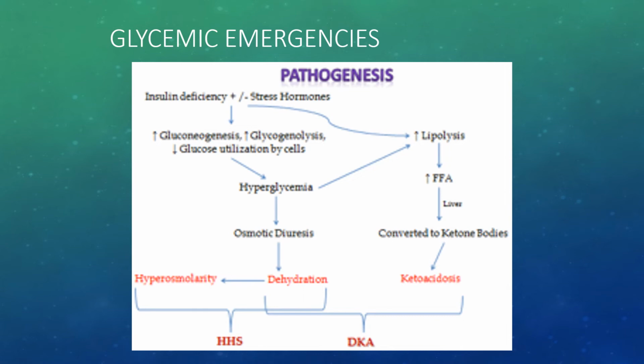The key to understanding the difference between these is that in HHS, typically type 2 diabetics, they are creating just enough insulin to prevent lipolysis, whereas in DKA, they're not. So they have no insulin. Their beta cells do not secrete any insulin, so they automatically have increased lipolysis, and that's what leads to free fatty acids, which leads to ketone bodies, which leads to ketoacidosis. You don't get that process in HHS because they have just enough insulin to prevent that.